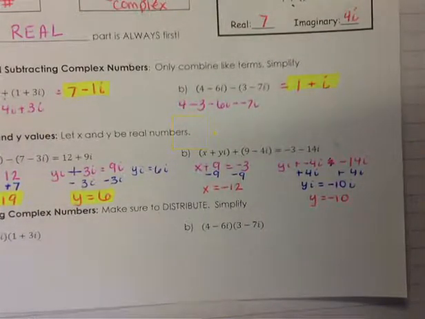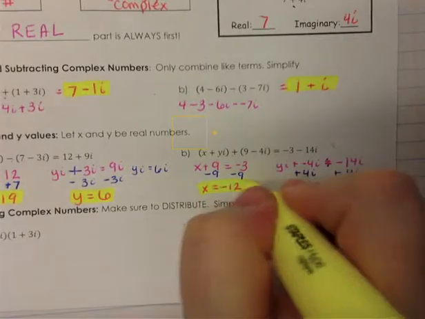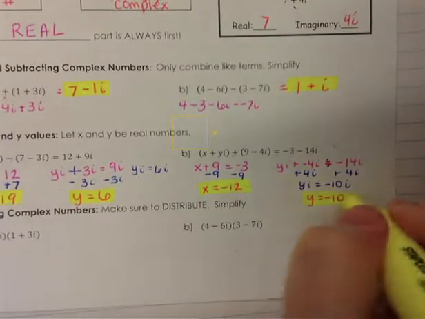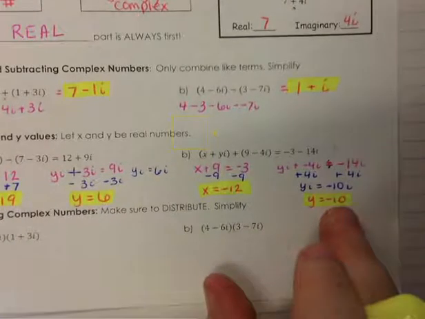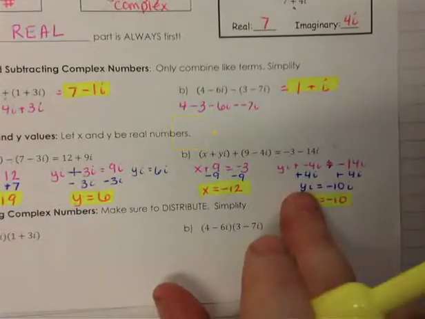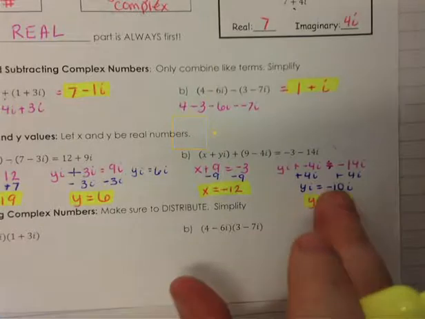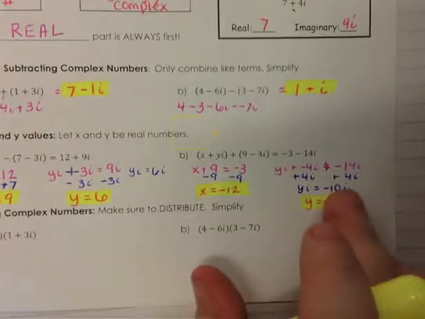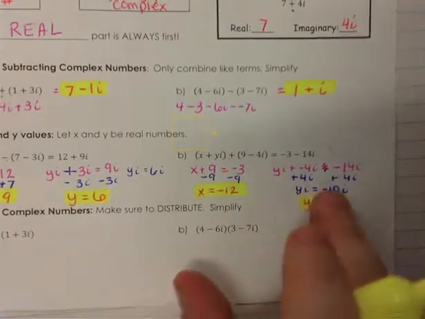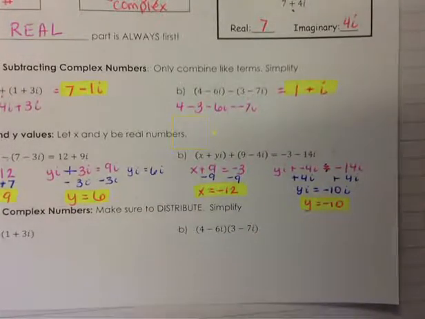So we have x is negative 12 and y is negative 10. Again, it said that x and y are real numbers. The y is attached to the imaginary, which is fine. We just wanted to know what the actual value of y was to make them the exact same. We already have the i on both of them, so then the y has to be negative 10 to make them be the exact same.